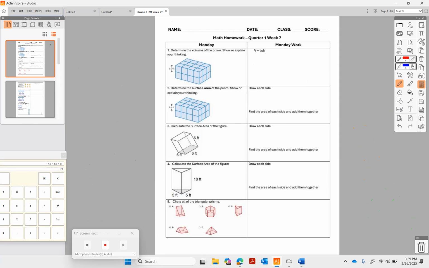Calculate the surface area. Draw each side. The nice thing about this is it's a cube. Every side is the same. 6 times 6 is 36, and there are 6 of those. 6 sides, so I can multiply. 6 times 36.